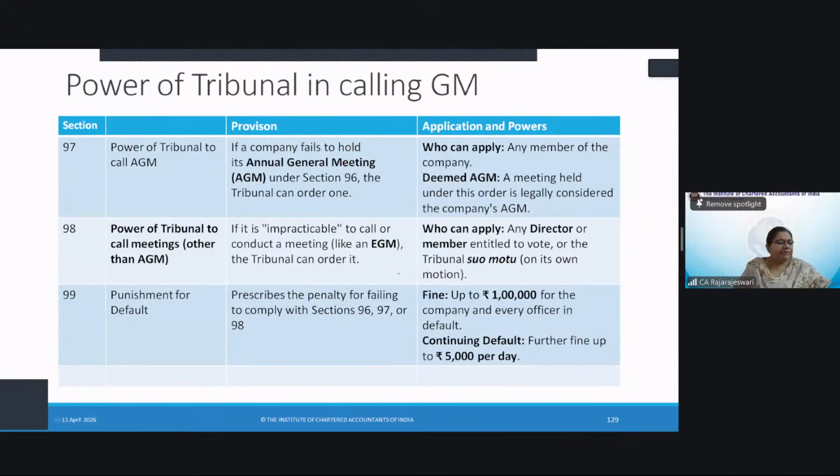Then, suppose the company has not called a general meeting, then who has the power to call a general meeting? Then you have the National Company Law Tribunal. Tribunal means the National Company Law Tribunal, NCLT. In short, it is called the tribunal. It has the power to call the AGM.